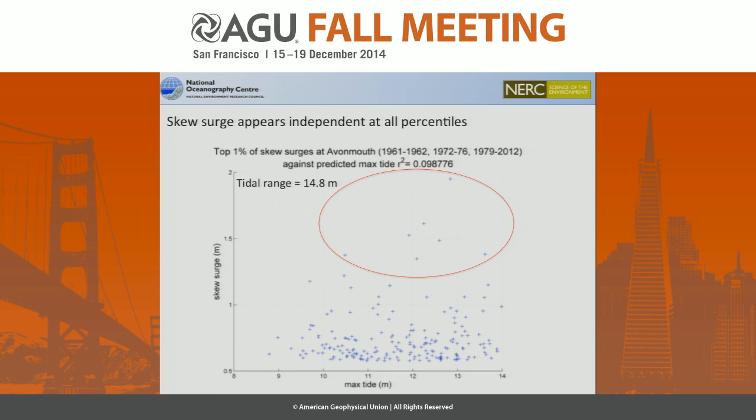That's true as well. Even if you go beyond the top percentile, we still find that there's independence even in the extreme.